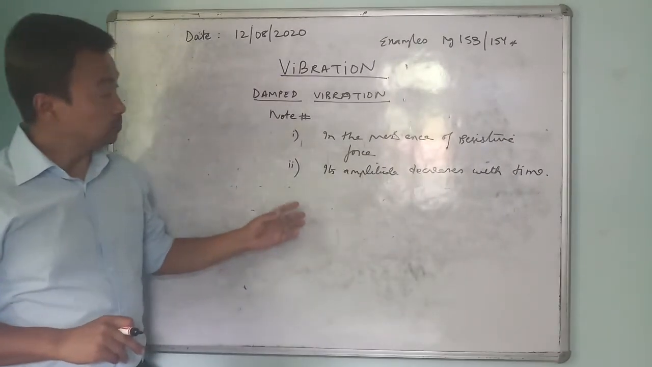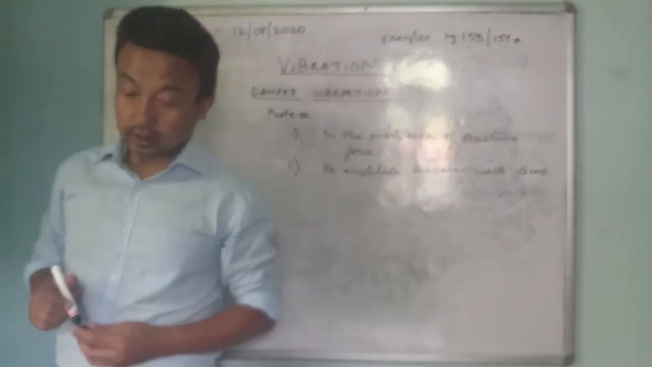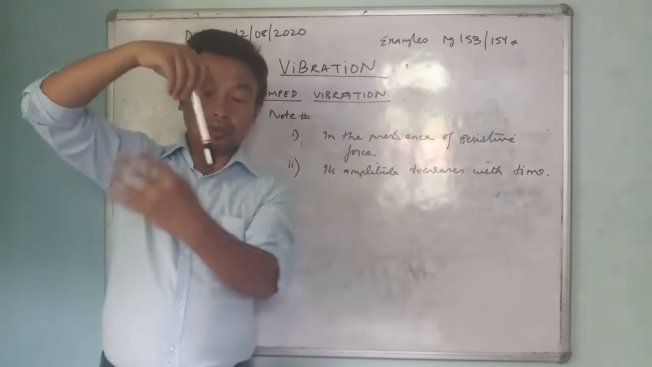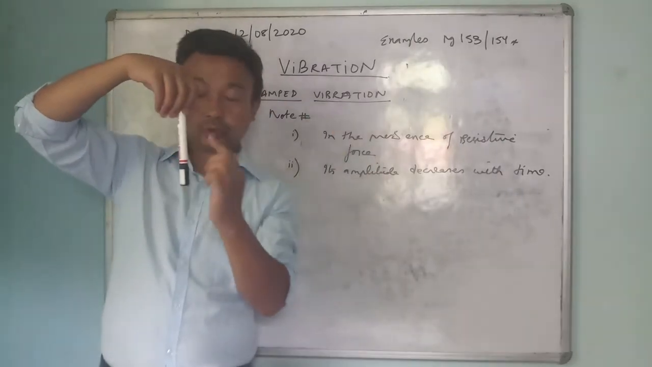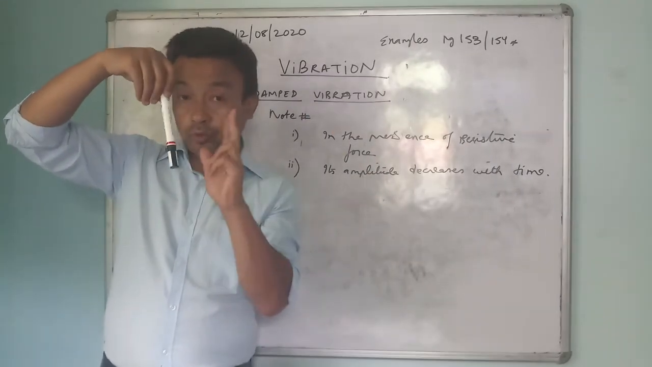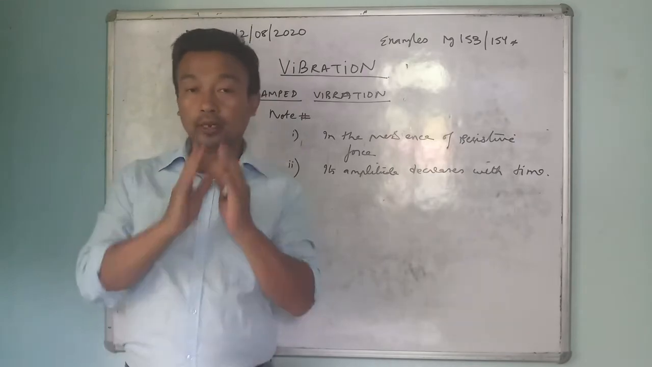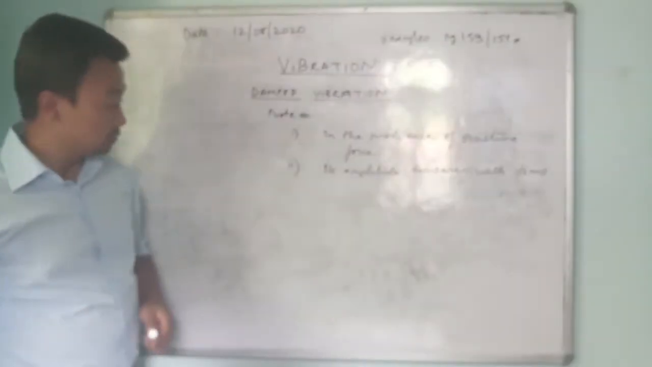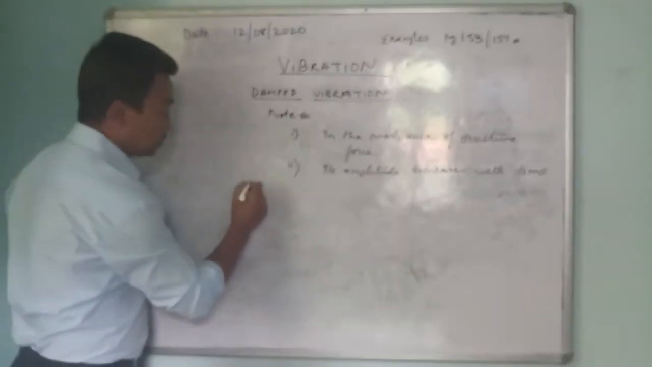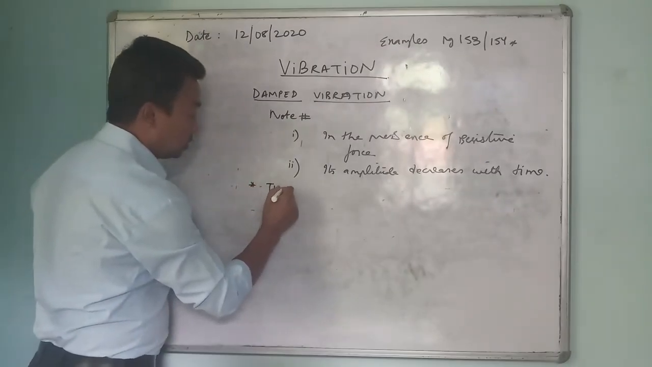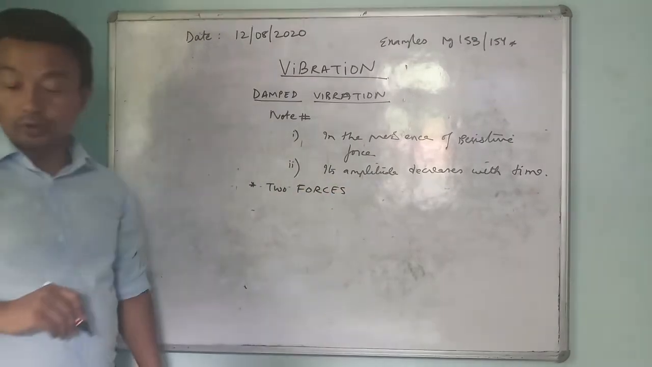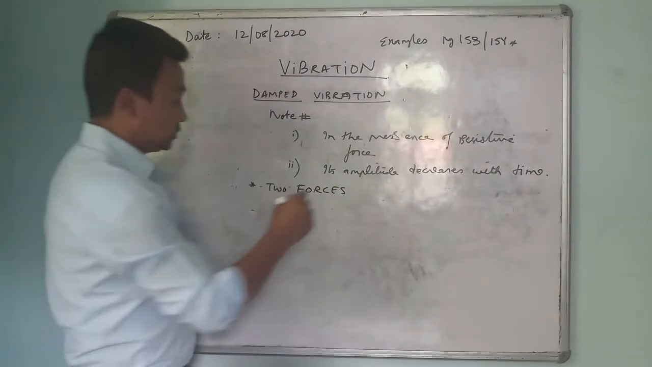Alright, now in addition to that, in the damped vibration you find that when the body is vibrating in a medium, in any medium, there is always the resistive force there. So there will be two forces acting on the body in the damped vibration. So let us write down the second point. Two forces act on the body.